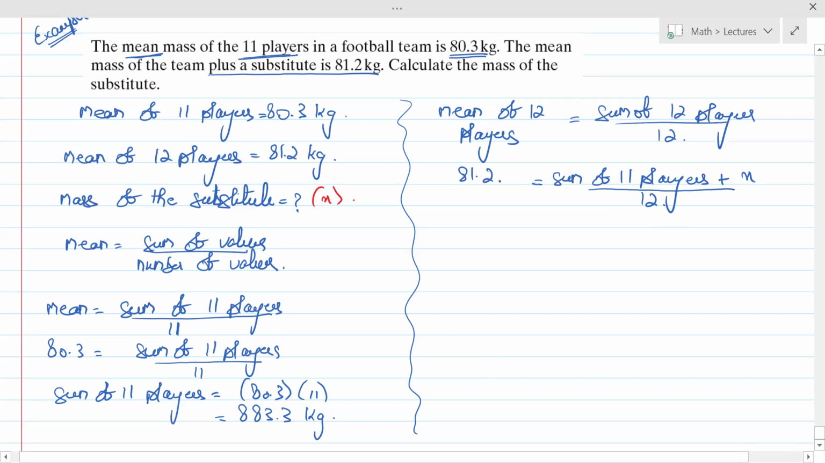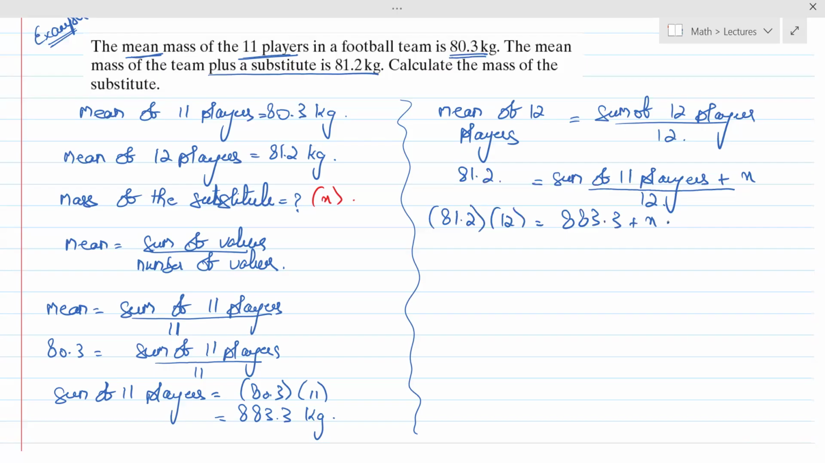So what we'll simply do is cross multiply them, and the sum of 11 players is already given to us, which is 883.3. So 81.2 into 12, and in place of the sum of 11 players, we have the value as 883.3 plus x, and this x represents the mass of the substitute player. So solving it, 81.2 into 12, we'll get 974.4.